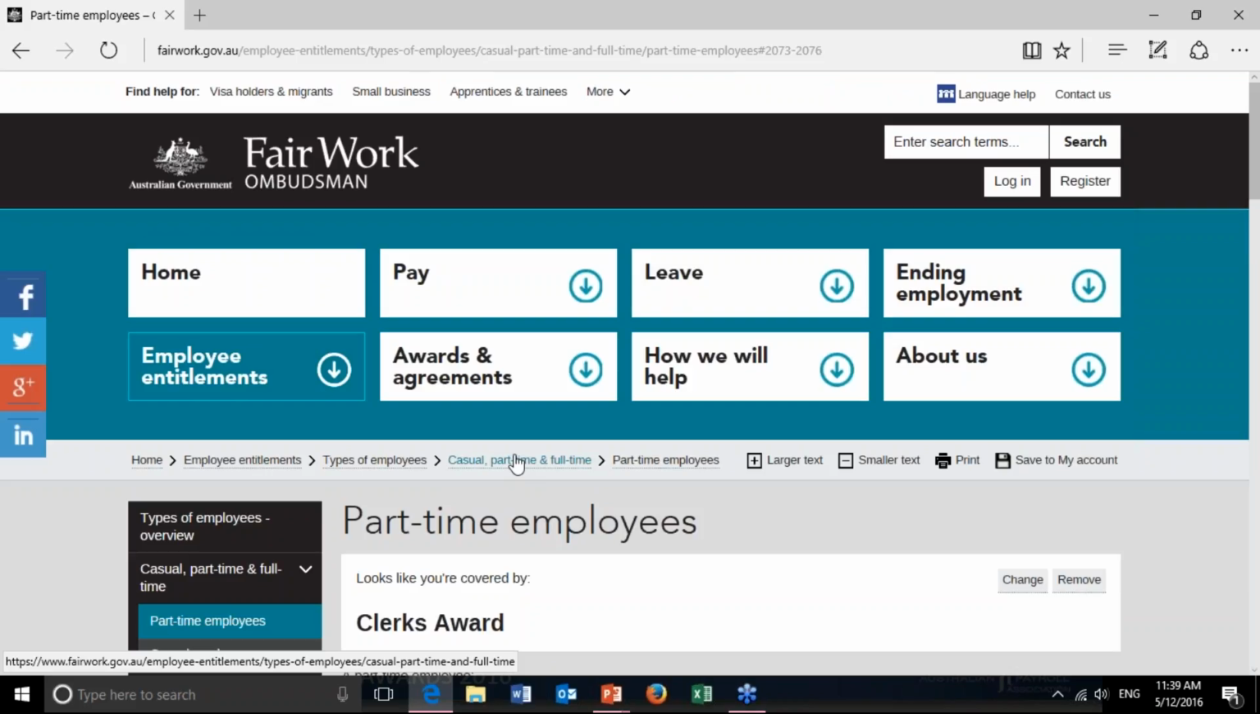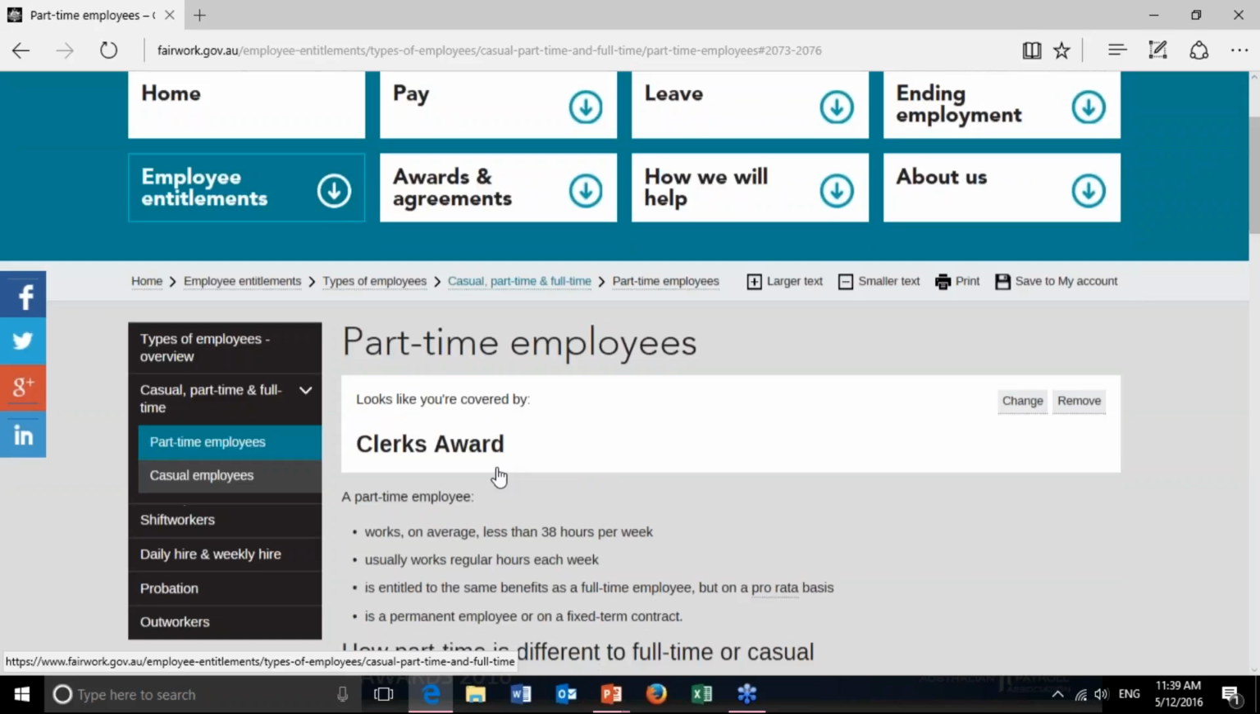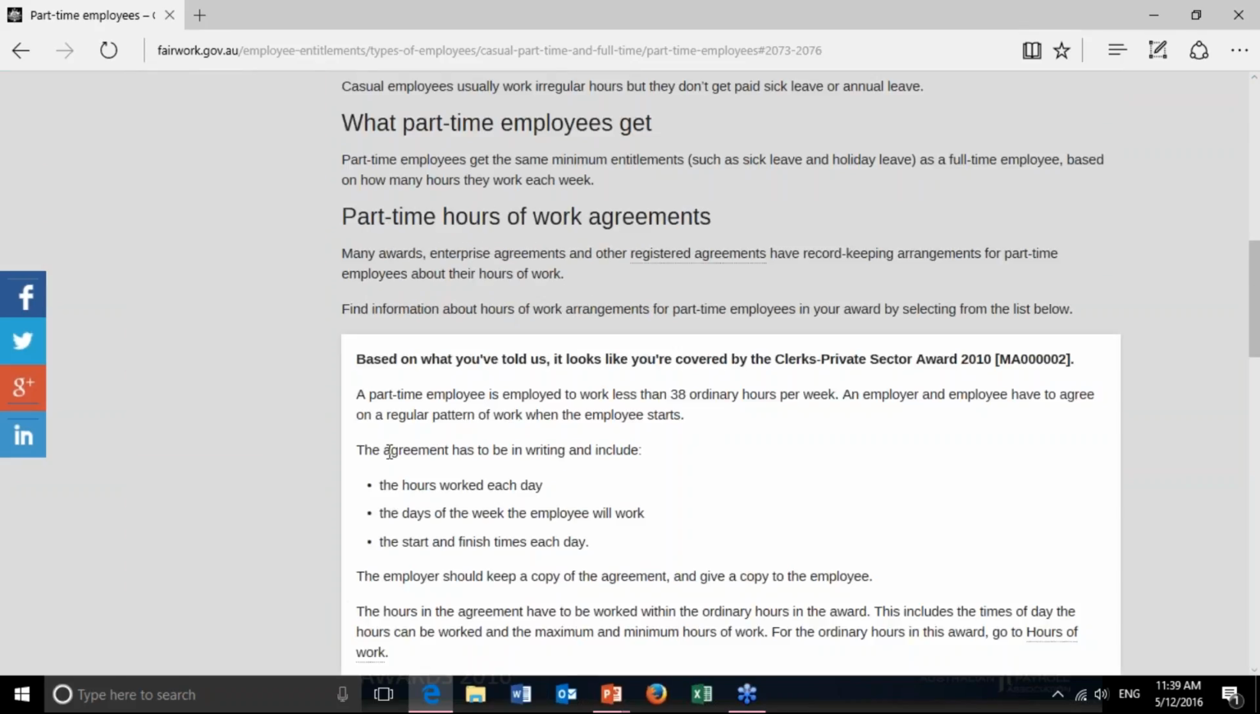of the common industries, have a look at the clauses in it, and it could very well be phrased exactly the same as what it is in one of these common industries, in which case the same sort of terms and conditions will apply. So under the Clerks Award, here, it gives you a nice little summary. It says the agreement has to be in writing and includes the hours worked each day, the days of the week the employee will work, and the start and finishing times. It also goes on to tell you you should keep a copy of the agreement.